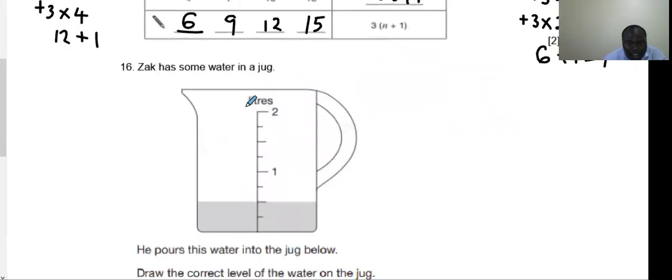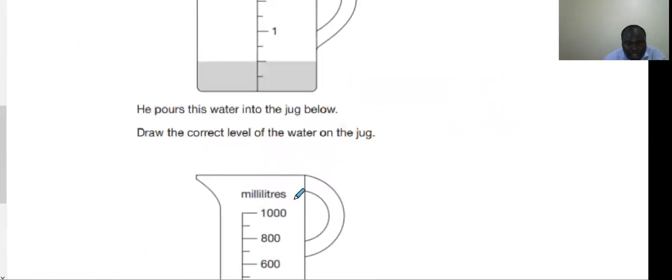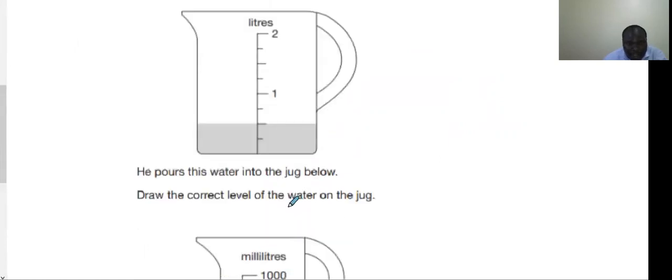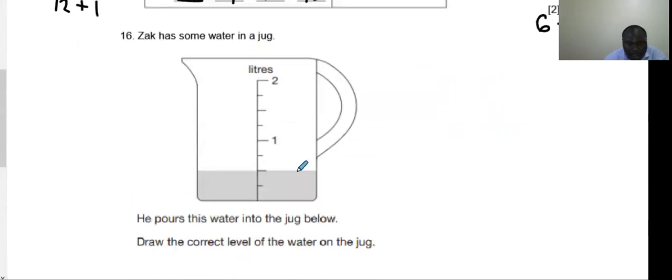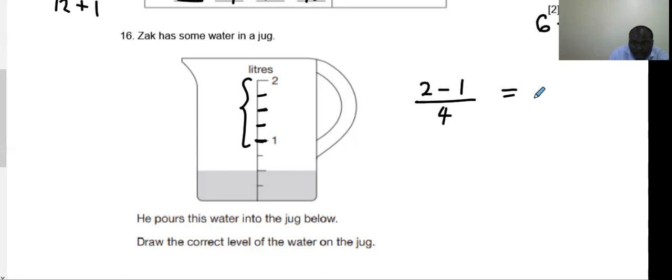Oh, this jug is in liters and this jug is in milliliters. So two different things. So let us read the volume of this water in this jug, but that answer will be in liters, okay? So first let us calculate each small line equals to how much? So let us use this portion. We have 2 minus 1, divided by how many units are there from here? This is not counted, so it's counted as 0, 1, 2, 3, 4. So divide by 4, this will be 1 divided by 4, this will be 0.25.